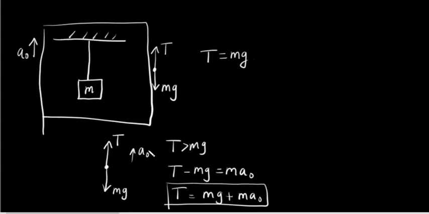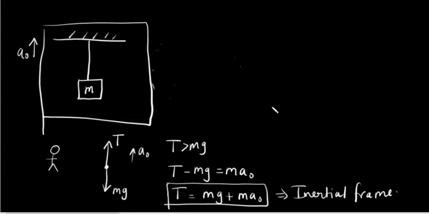Now this free body diagram is drawn by the person who is standing outside the box. So outside the box is the inertial frame of reference, the person is not standing inside the box. So T is equal to mg plus ma0. This is according to the inertial frame when the box is accelerating. Okay, so let me erase this one.